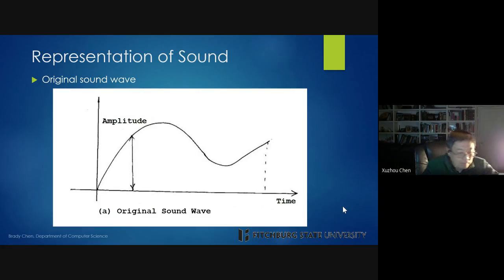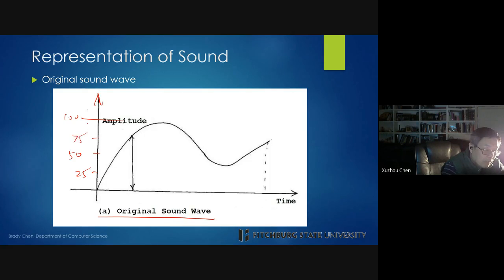So let's take a look at this. Here's an original sound wave. Here's the amplitude. You can measure the amplitude in terms of loudness, using a number. For example, here's 100, here's 50, 25, 75. This is the loudest within this time period. This is 0, and this is time, which can be measured in seconds or milliseconds. So this is basically the music, and as time goes by, it just continues.